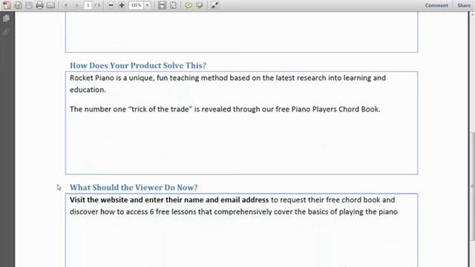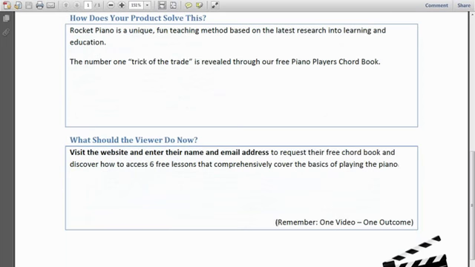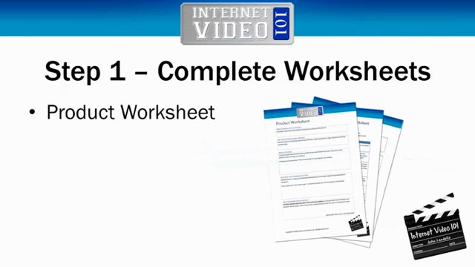So what should the viewer do? There's a note in here, remember, one video, one outcome. So what the viewer should do is visit the website and enter their name and email address to request the free chord book and discover how to access 6 free lessons that comprehensively cover the basics of playing the piano. So that's what we're looking at with the product worksheet.